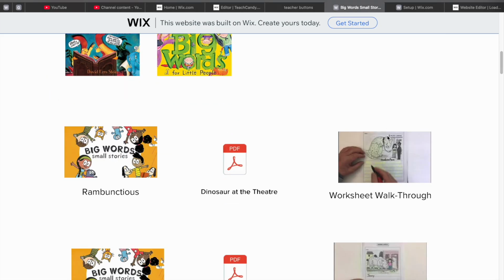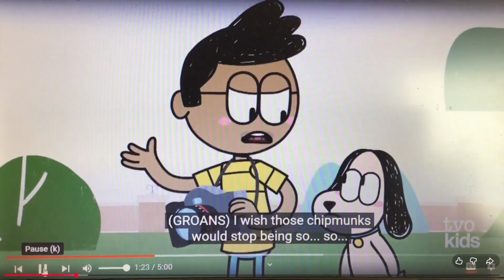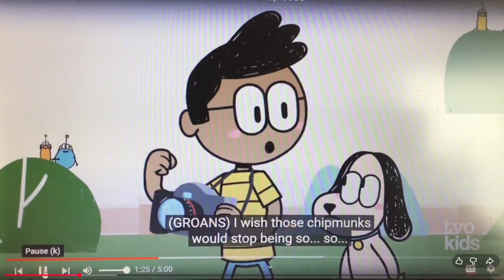Basically what I'm doing is I'm taking some picture prompt worksheets, and you'll find the PDF of those worksheets here. And I'm combining it with the Big Words, Small Stories video series that comes out of Australia. So we watch the video first, and then I show them the full worksheet walkthrough. So we look at the worksheet and talk about the picture. We watch a segment from that series, Big Words, Small Stories.